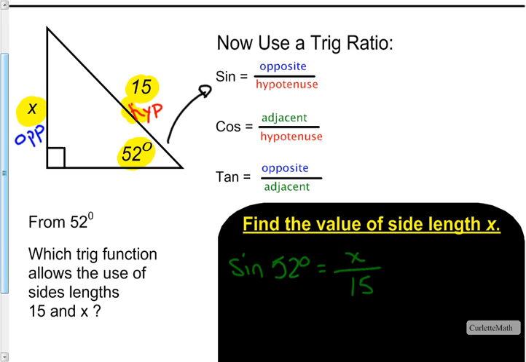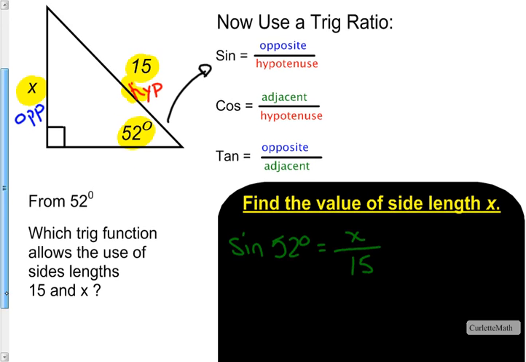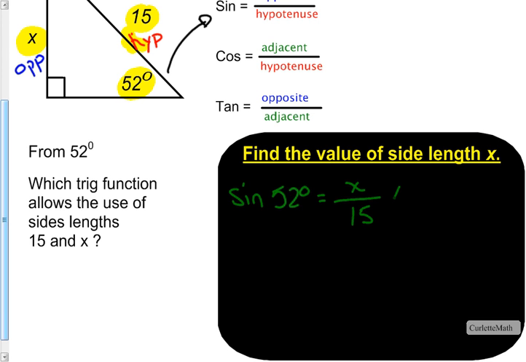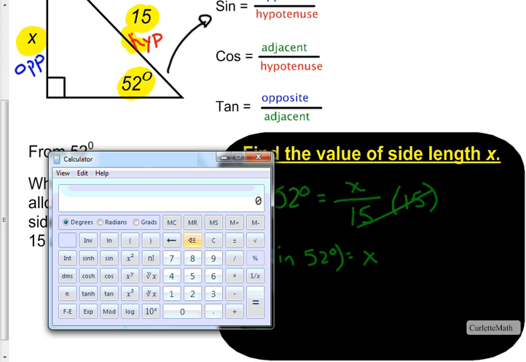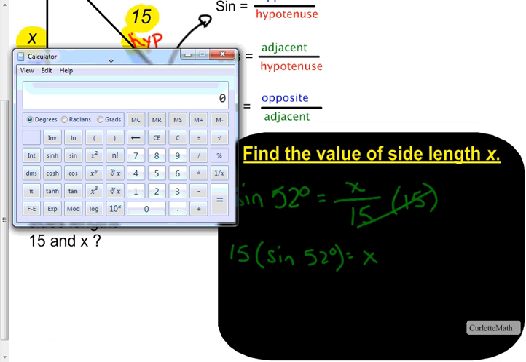Just like before, we're not going to change our steps at all. We're just going to multiply each side by 15. By 15 gets rid of our 15 in the denominator, so we have 15 times the sine of 52 degrees. It's going to equal x. Now we're going to type this into our calculator. I'm going to clear out, and we have here 15 times the sine of 52 degrees, and hit equals, and I get a side length of 11.82.